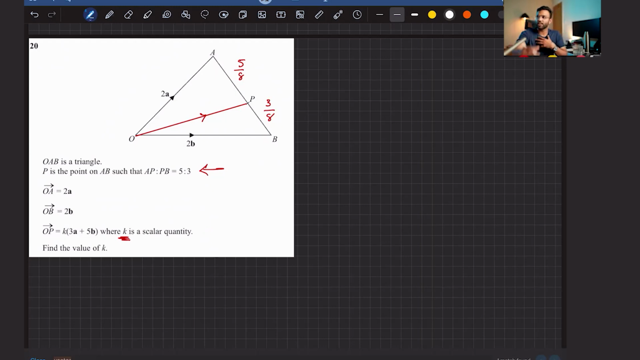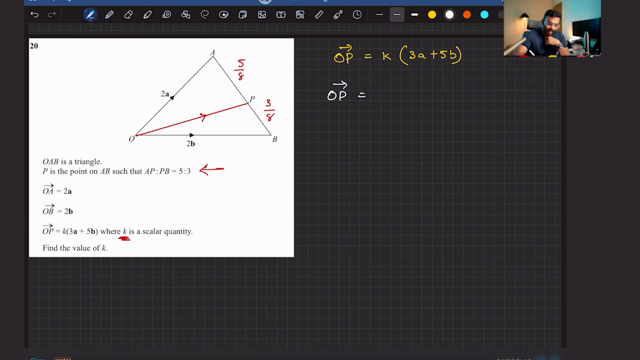Where should we even get started? What do you guys think? This is what we need to find: OP is equal to k times 3a plus 5b. What do you think we should do? We just need to work out OP, right? Once we work out OP, we will get to know what the value of k is. So how would you go to OP? What is a pathway you will go for?